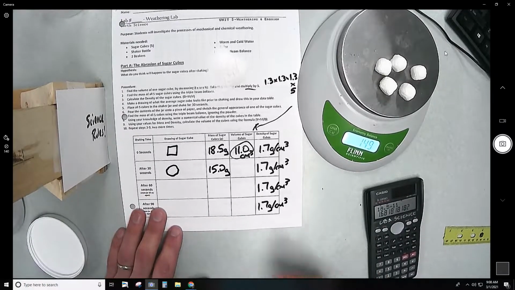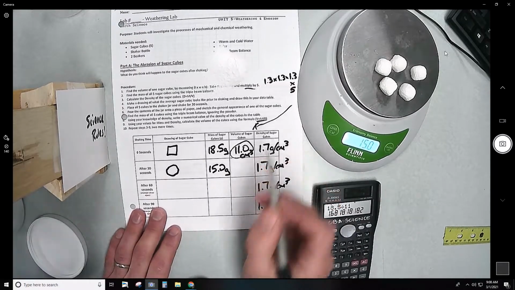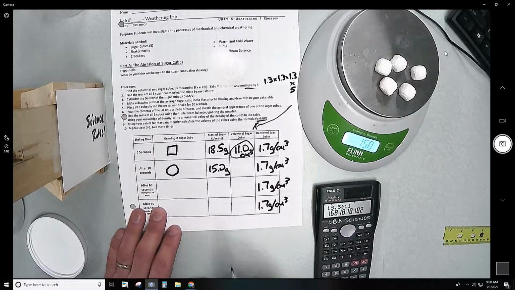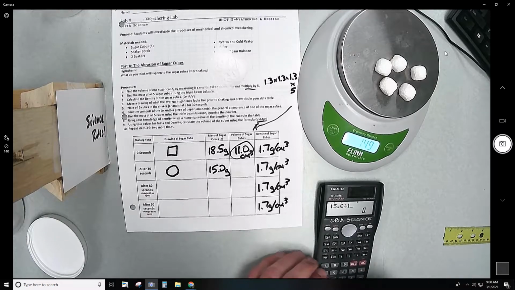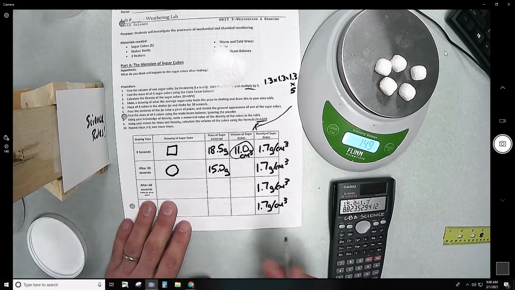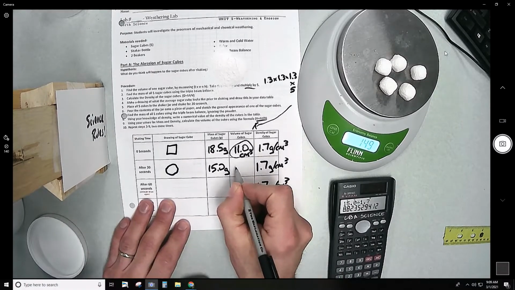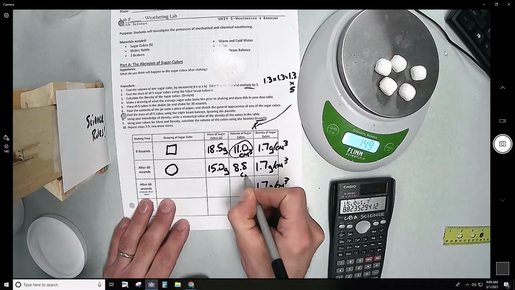So it's always 1.7. Now, in order to figure out the volume, it says right here in the directions, volume is mass divided by density. So I'm just going to do a little bit of math here, and 15.0 divided by 1.7 will give me the volume of all of those cubes altogether, 8.8 centimeters cubed.